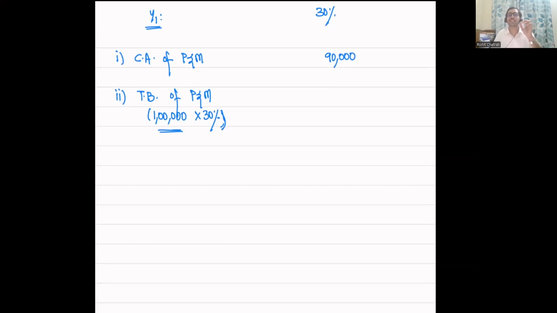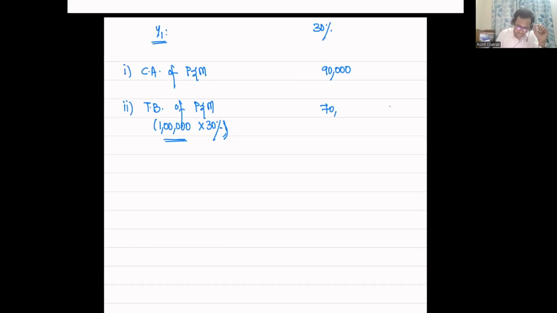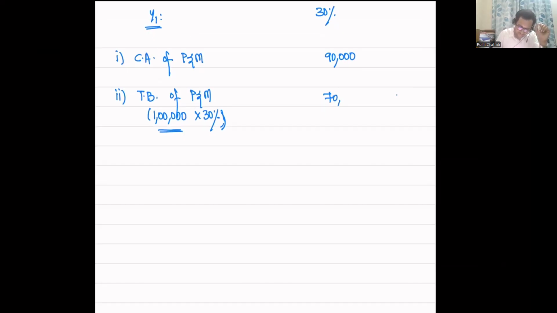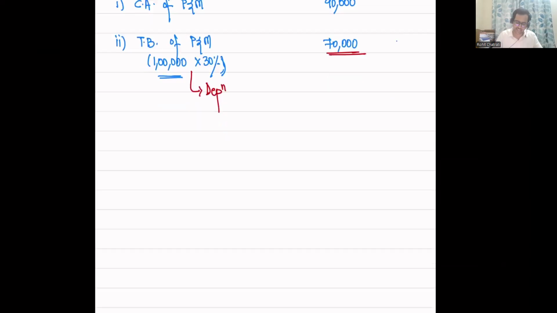My tax base will then be 70,000. Reason being the cost is 1 lakh. I have recognized the depreciation of 30,000 in my tax books. Therefore, my tax balance sheet will have an amount of 70,000 rupees. All right, this amount that I've written is the calculation of depreciation. Tax base will be 1 lakh less 30,000, which is equal to 70,000. On my tax balance sheet, this item of plant and machinery will be carried at 70,000.